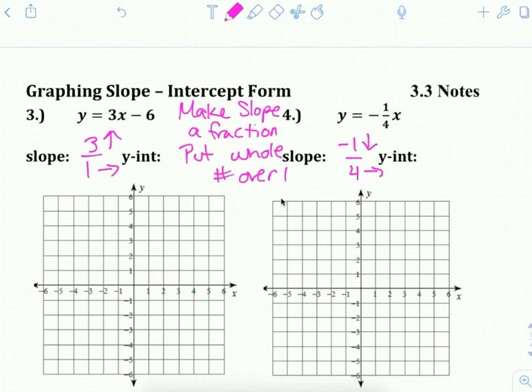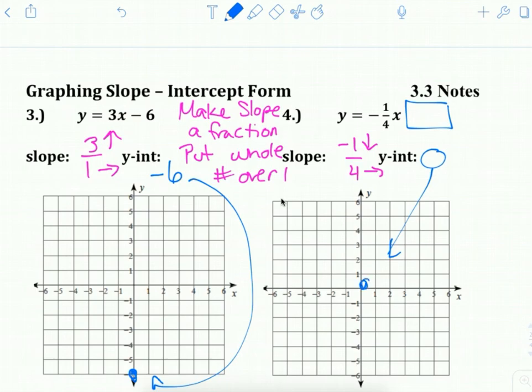Okay, let's talk about the y-intercept on these two problems. On problem 3, my y-intercept is a negative 6. So my beginning point will be way down here at negative 6. My y-intercept on 4, though, there isn't anything over here. So we're going to use 0. That means I'm going to get to start right in the middle at the origin.